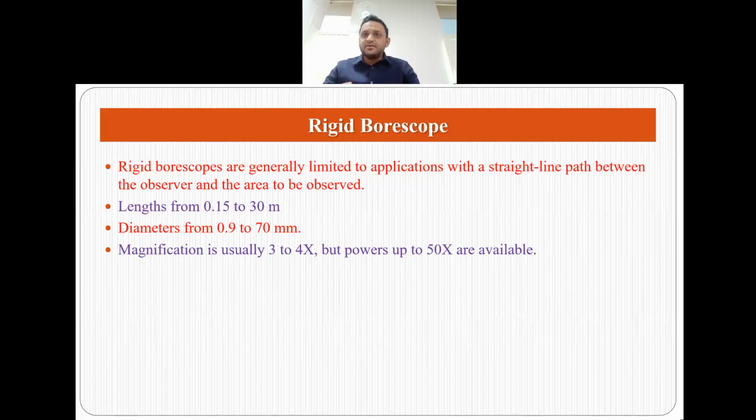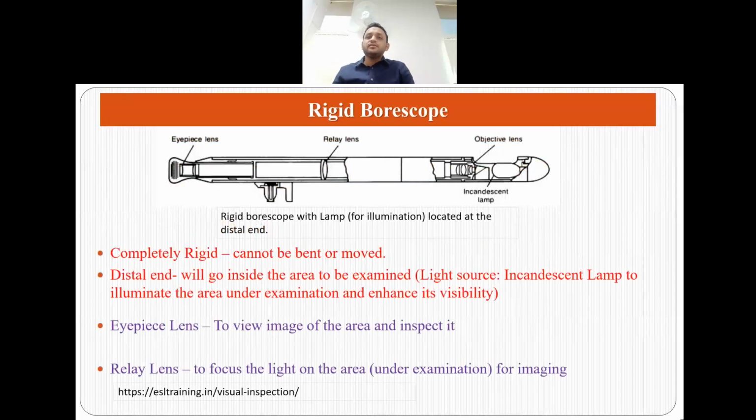The lengths of rigid borescopes vary from 0.15 to 30 mm. The diameters vary from 0.9 to 70 mm. But the magnification can go up to 50x depending on what glasses we are using. Now let's see what the rigid borescope actually looks like.